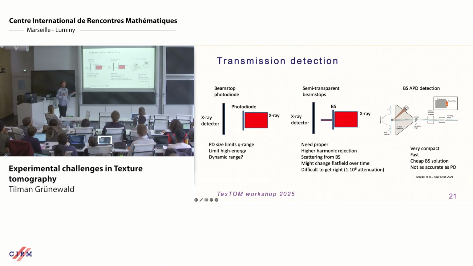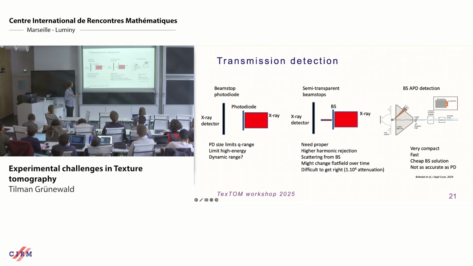A word about transmission detection. It's really, really nice to have transmission data of your sample. For the SAXS case, it's easier because you can afford to have a large beam stop, which is also a photodiode. That works nicely. You have some high energy limits, and you have some dynamic range considerations that you need to think about before you start your experiment.